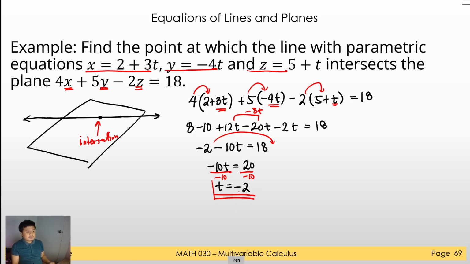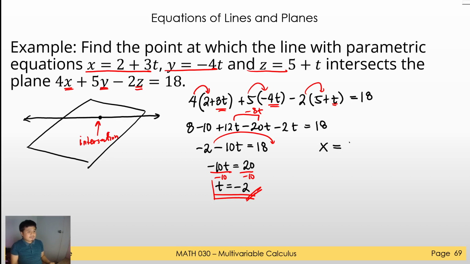So what does this mean? Is this your final answer? Not yet. This is just the parametric variable that, when we substitute it, will yield us the coordinates x, y, and z. So we will substitute t equal to negative 2 to get this intersection.